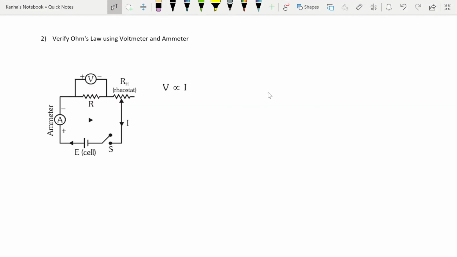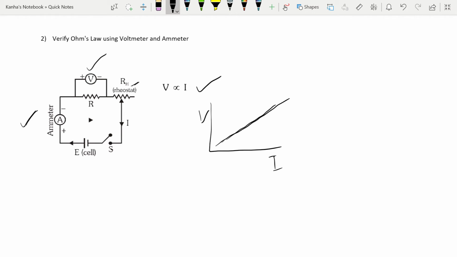Next experiment that we look at is the verification of Ohm's law using a voltmeter and an ammeter. Ohm's law is given here, V is proportional to I. What you do is you create the circuit, you apply an ammeter in series, you apply a voltmeter across the resistance, and then you have a variable resistance RH. You keep on changing the variable resistance RH, and you try to plot the V versus I curve, and you want a straight line from that. Okay, this is a very simple experiment.